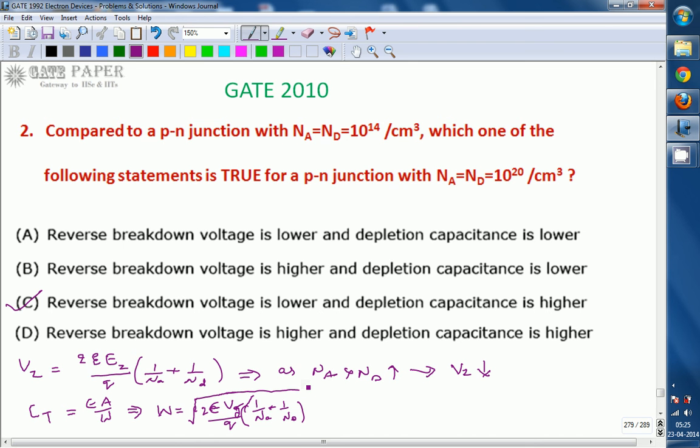If Na and Nd increase, W gets reduced. Whenever W gets reduced, Ct gets increased. So as doping concentration on both sides of the PN junction increases, the reverse breakdown voltage gets lower and depletion capacitance gets higher. So the right option for this question is C. Thank you.